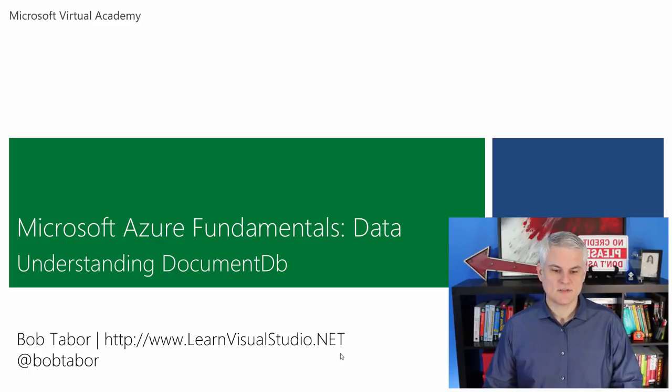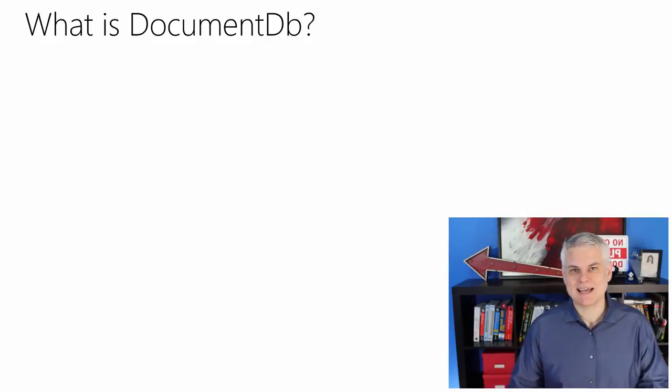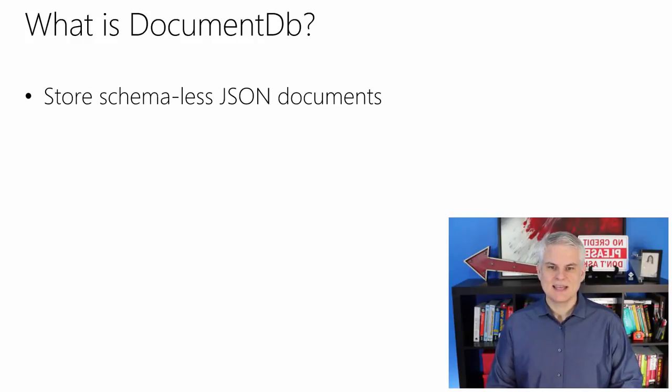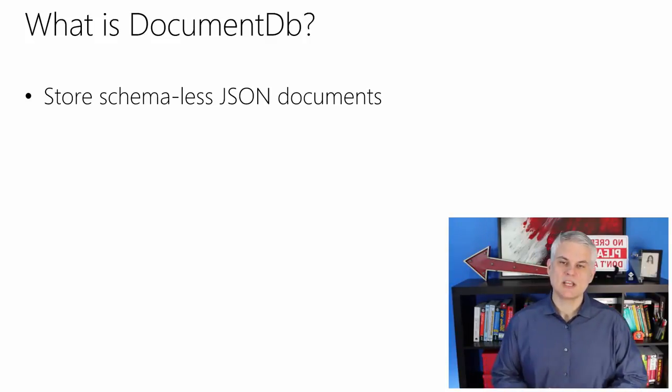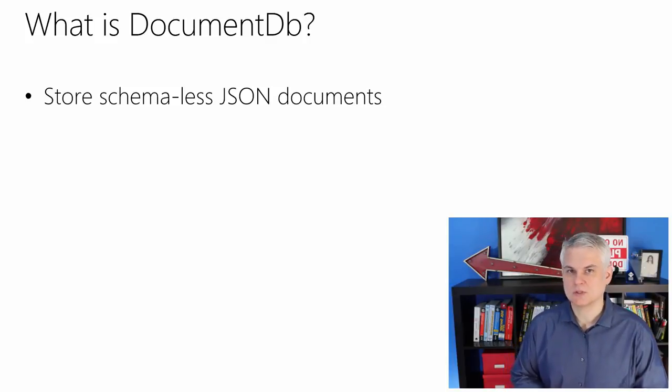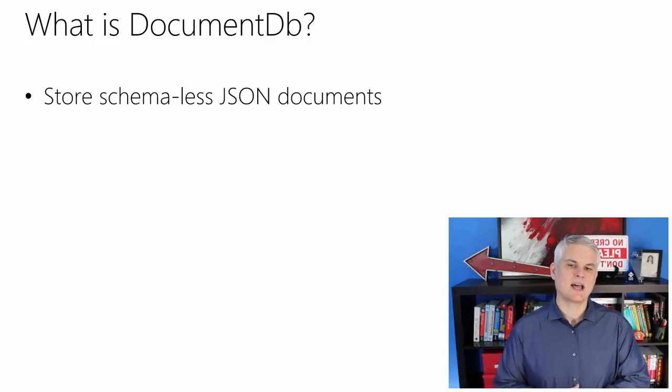In this module, we'll talk about DocumentDB. DocumentDB is Microsoft's new NoSQL document database in the sky. It allows you to store schemaless JSON documents and then retrieve them really easily, and we'll talk about some of the features and benefits. JSON, JavaScript Object Notation, we'll talk about why that's important in the very next slide.